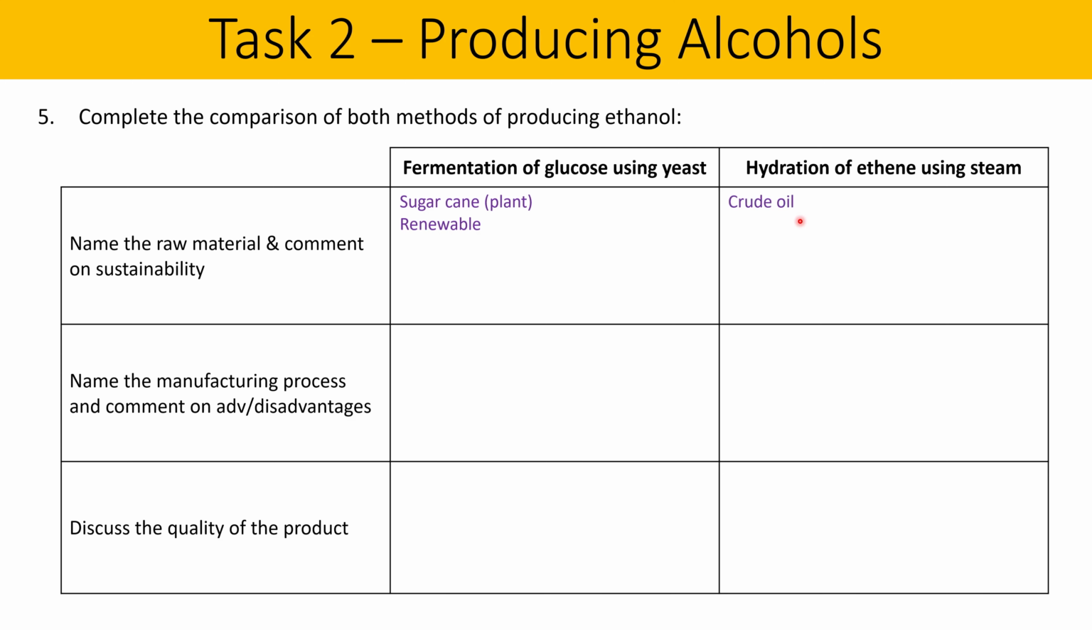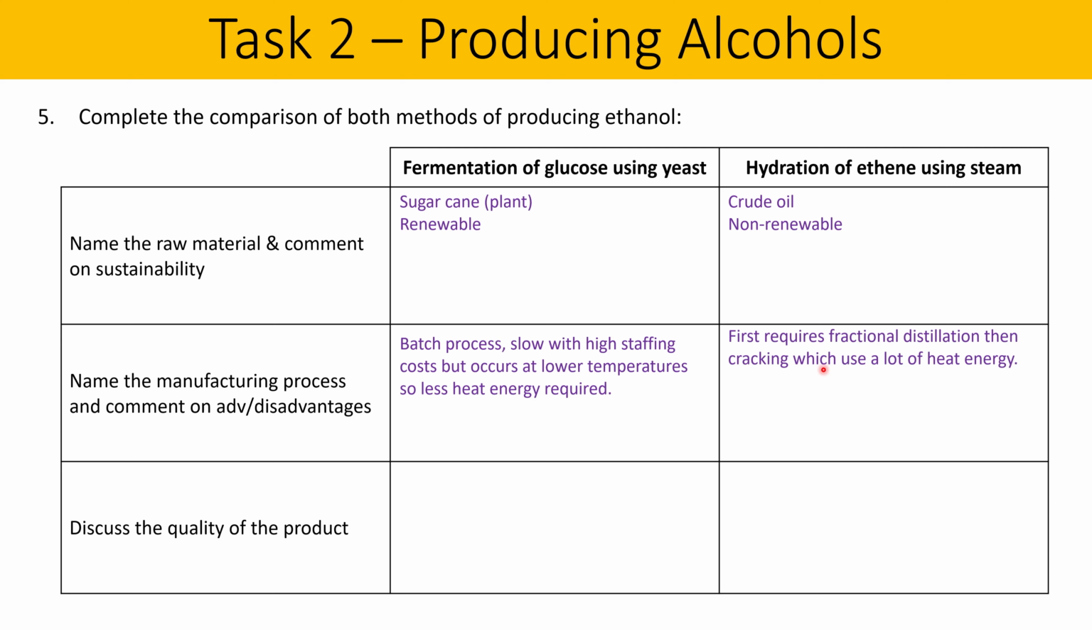Next up, we need to comment on the manufacturing processes, advantages and disadvantages. So remember that the fermentation of glucose using yeast uses a batch process. So the fermentation reactor gets filled and emptied every couple of days. So it's quite slow and requires staff to do that. But because this reaction occurs at lower temperatures of 30 to 40 degrees, less heat energy is required.